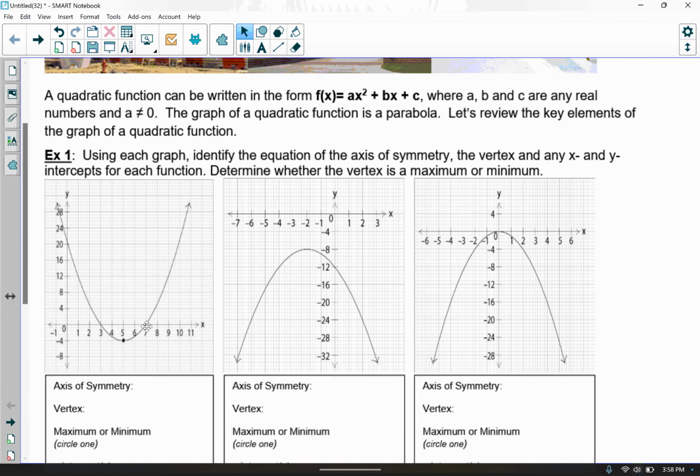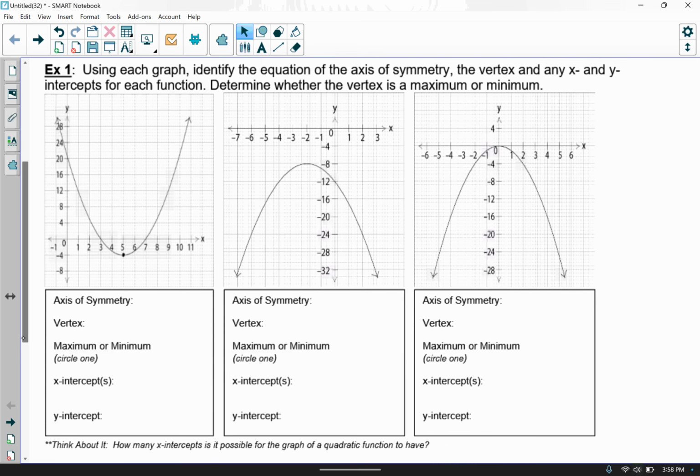It can be a parabola facing upward, like you see in the graph on the left, or it could be a parabola facing downward, like you see in the two graphs over on the right. So let's talk about some key elements of quadratic graphs. Starting here in example 1, it wants us to use these graphs to identify the pieces underneath. I'm going to do the first and second one with you and let you try the third one.